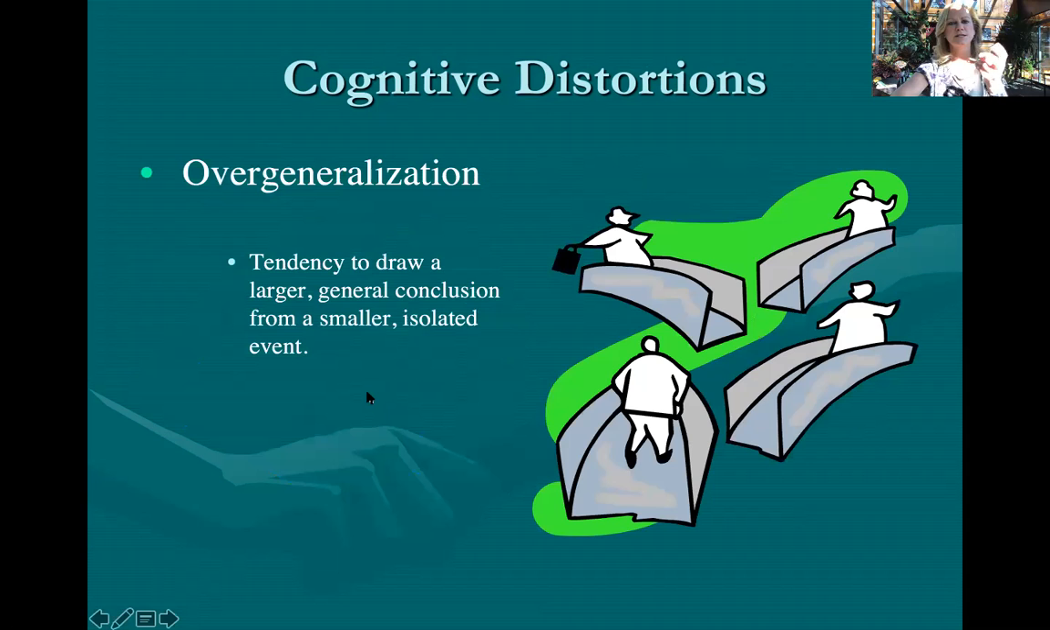Overgeneralization. This is when we tend to draw a larger general conclusion from a smaller isolated event. One example: I saw a client who came in to see me, and I asked, why are you here today? She said, well, I'm here because I'm a failure. And I said, so what has gotten you thinking you're a failure? And she said, well, I failed last semester. Like in school, in college. And I was like, oh, well, tell me about last semester.